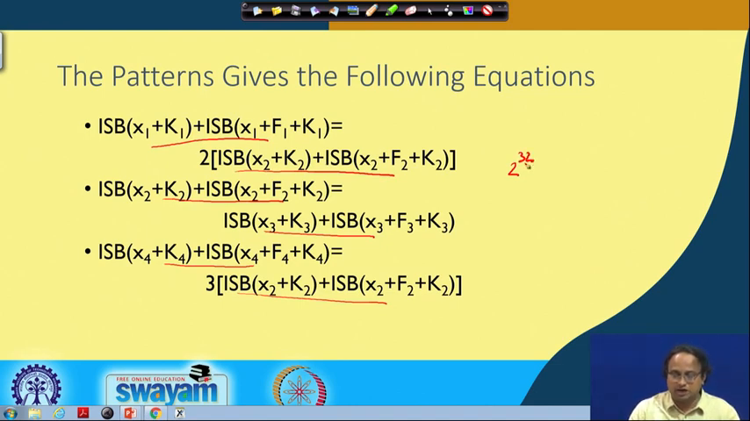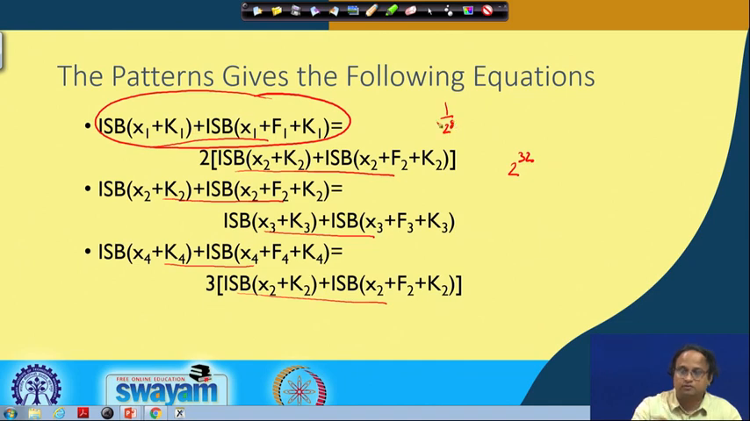But if you randomly guess a value of K1, you know that the left hand side gets fixed, and therefore the probability that a random choice of K2 will satisfy this equation, remember this is a byte, is 1 by 2 power of 8. And there are 3 such equations. So, totally the probability that a random K1, K2, K3, K4 will satisfy this equation is 1 by 2 to the power of 8 whole power of 3, that is 1 by 2 power of 24.